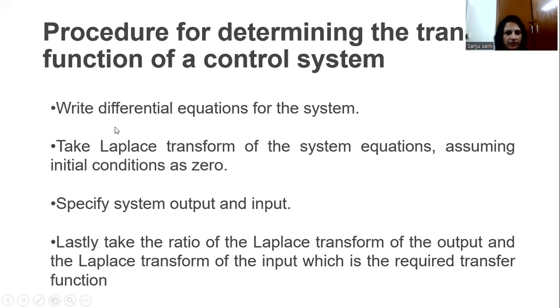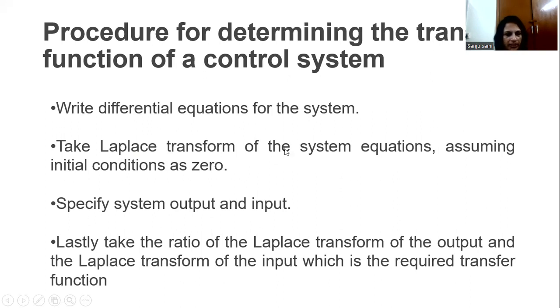Once we have the system dynamics represented in terms of the differential equation, it is converted to the algebraic equation in the second step. Then we specify the system output and input, because when we are doing transfer function modeling, we have to consider the system to be a seesaw, that is, we can take only one input and one output. Then from the equations, we take the ratio of the Laplace transform of the output, because when we take the Laplace transformation, we get the Laplace transformed variable.